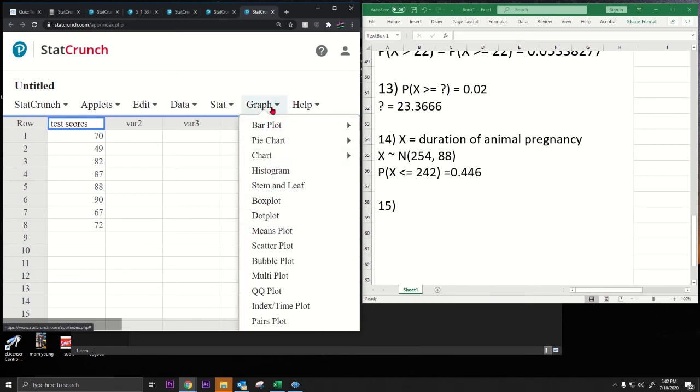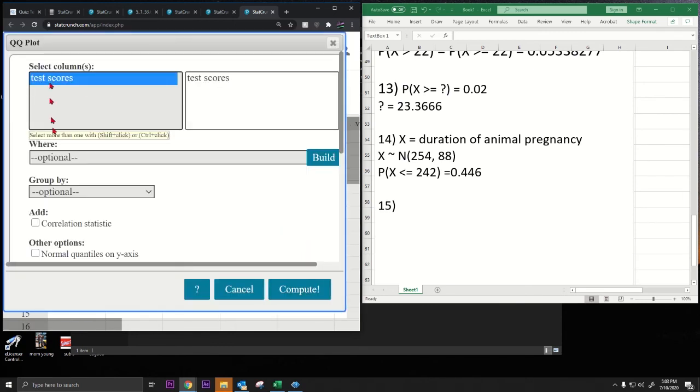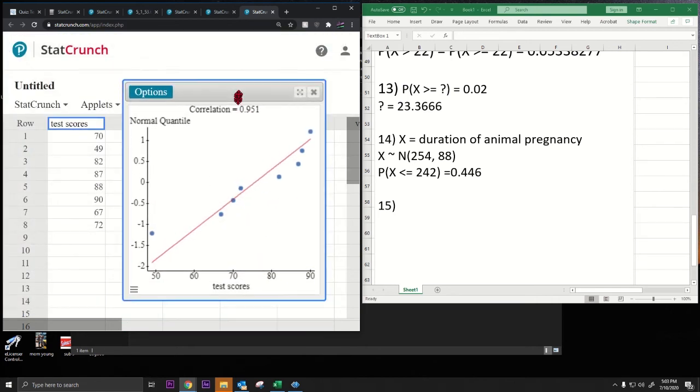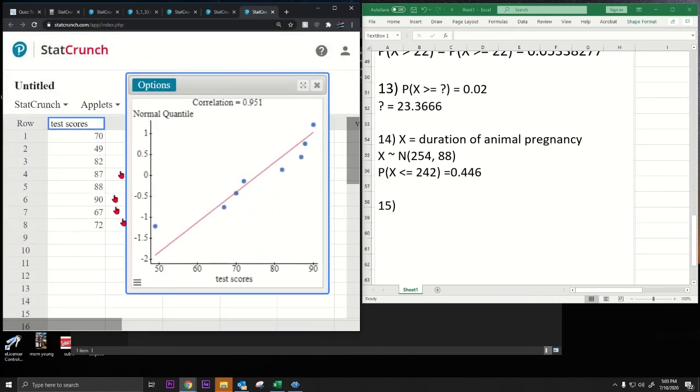You go to graph and then QQ plot. And then you just click what you want, and I want the correlation statistic, that's important. And we're gonna click that. And we're gonna press compute, and that's it. There is your normal probability plot. We're basically testing how well these points conform to this line. And based off of this statistic, 0.951, that's important. That tells you the strength of how well these points are on this line.